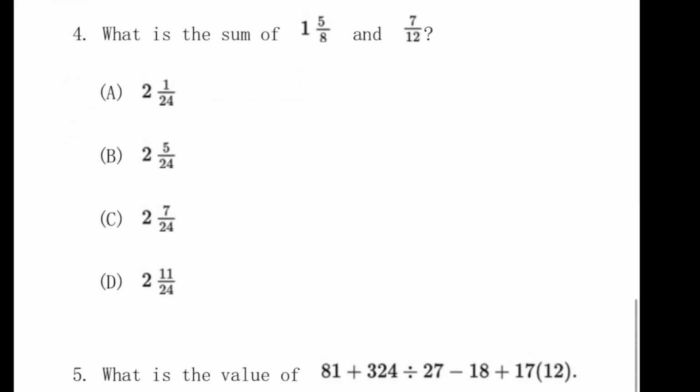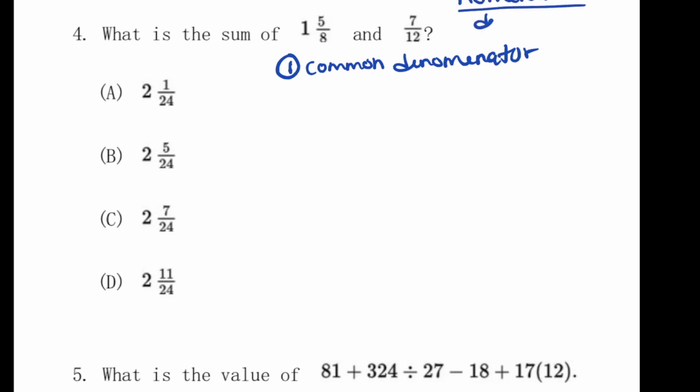Looking at the next problem, what is the sum of 1 5/8 and 7/12? So again, the first thing we have to do is to convert the 1 5/8 to a fraction that does not have a whole number at the beginning. So what we want to do is 8 times 1 is 8 plus 5 is 13. So this is going to be 13 over 8.